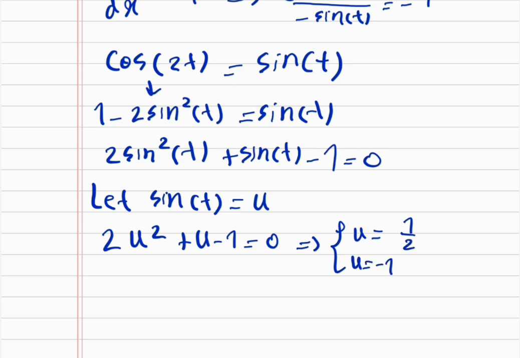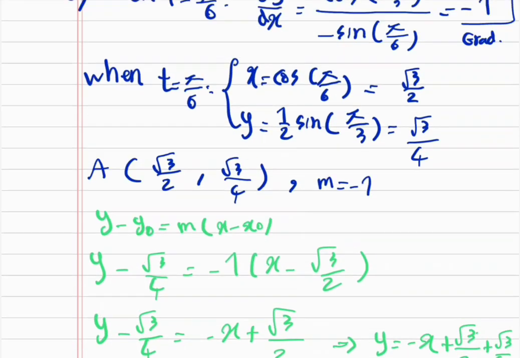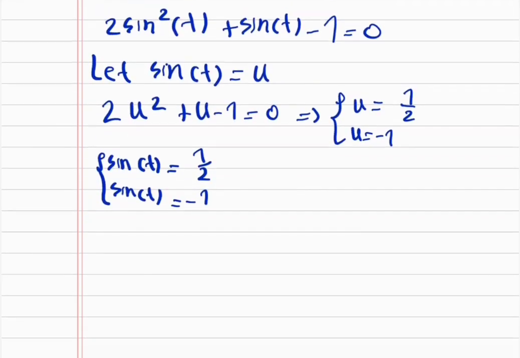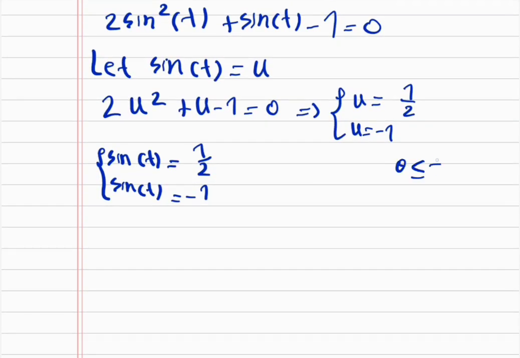Now we go back, and because we said u is sine t, we now have two trigonometric equations. Sine t is equal to a half and the other one is sine t is equal to -1. Okay, the next step is solving each of these equations. But before that, just remember that the values of t are greater or equal to 0 but less than 2 pi. So that's very important. So t is less than 2 pi.